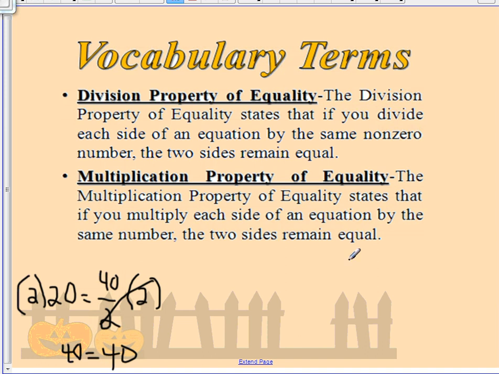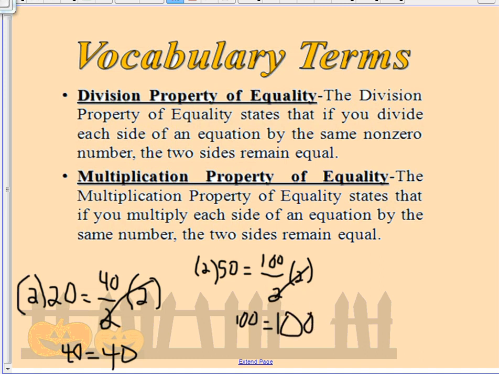The multiplication property of equality states that if you multiply each side of an equation by the same number, the two sides remain the same. So if I were to do 50 equals, I don't know, 100 divided by 2, and I were to multiply again by 2, and multiply again by 2, both sides would equal 100. All right.